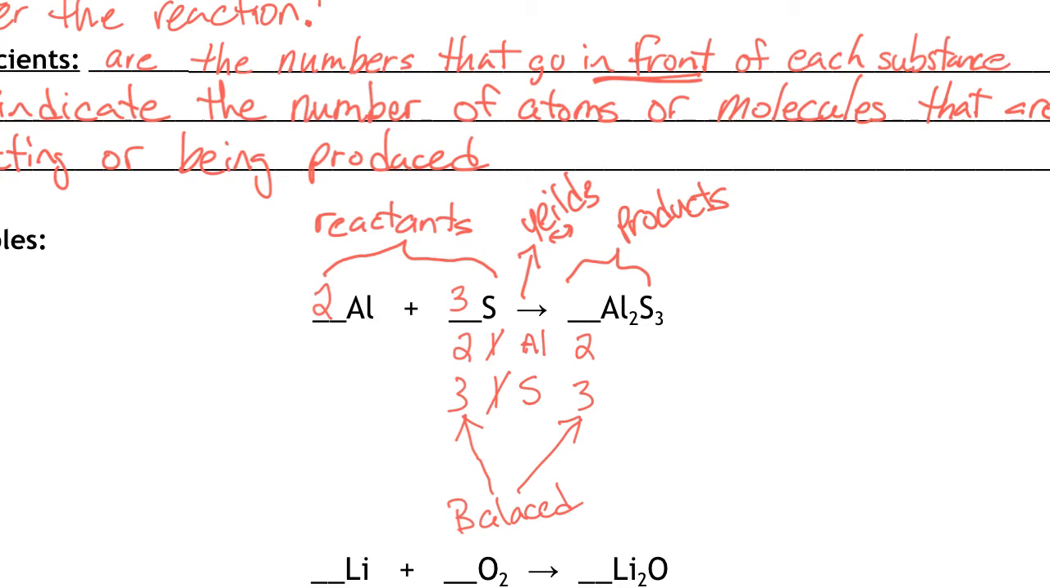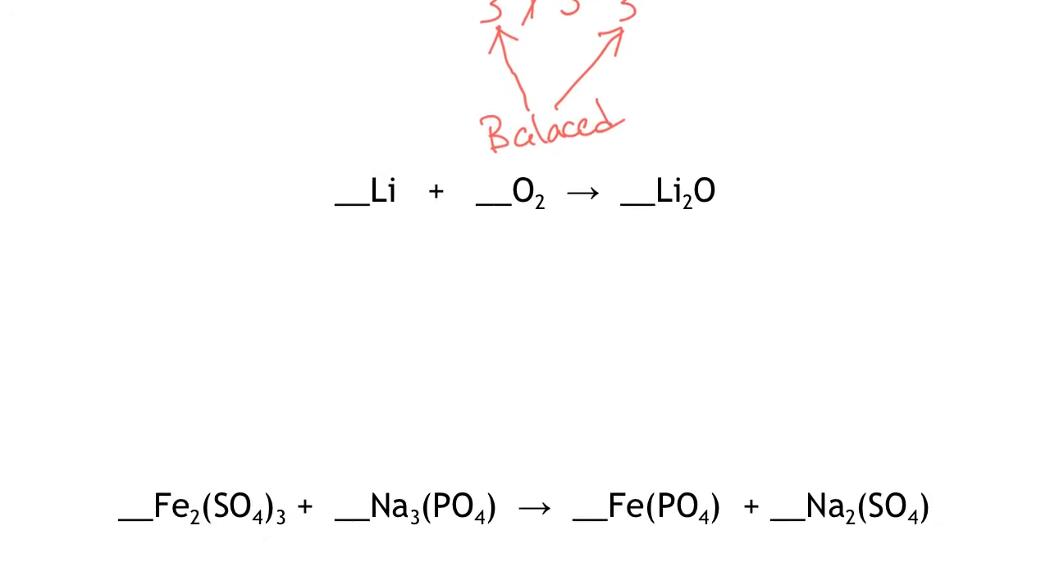So what this is telling me, I'm going to use 2 atoms of aluminum plus 3 atoms of sulfur, and that's going to yield 1 Al2S3, so 1 molecule of Al2S3. Let's try the next one.